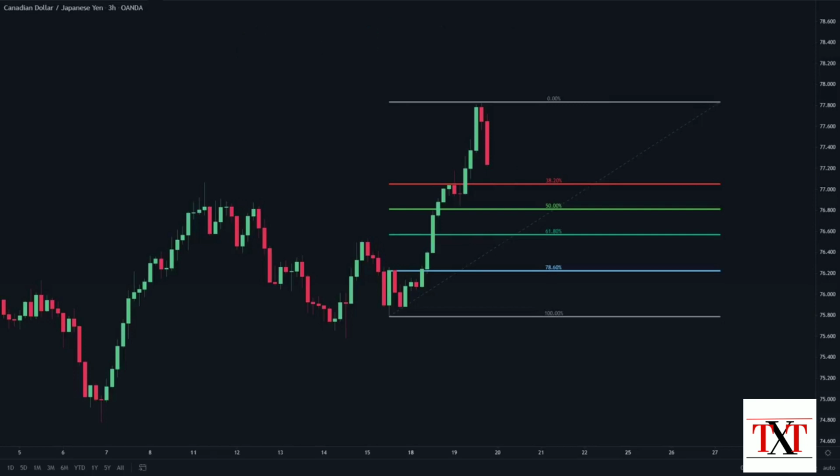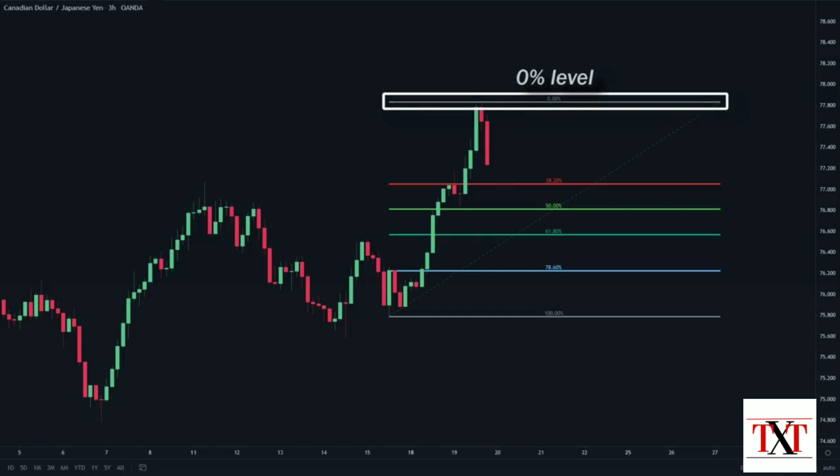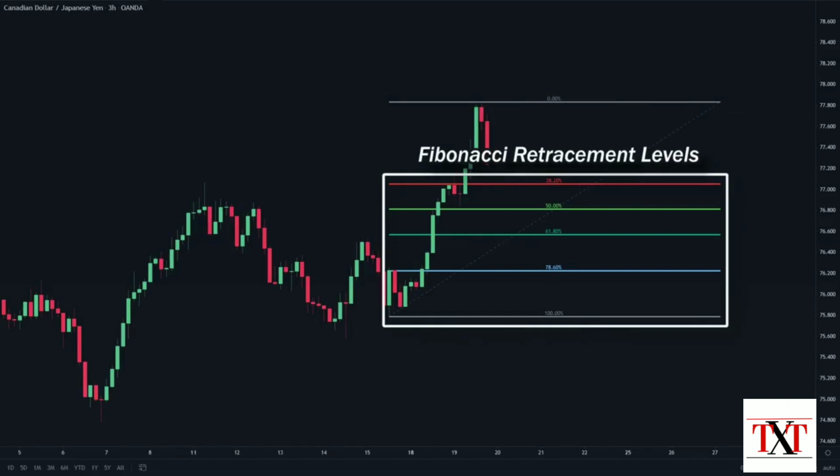So starting from the top, you have your 0% level, which is basically your starting level. And below that 0% level are your Fibonacci retracement levels, which are levels where the price may pull back into.